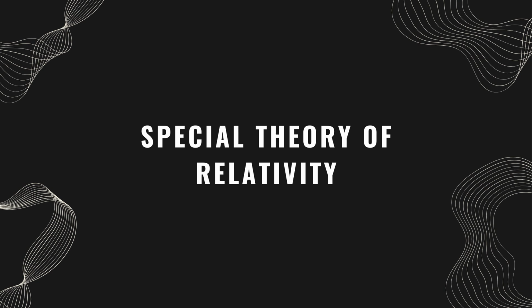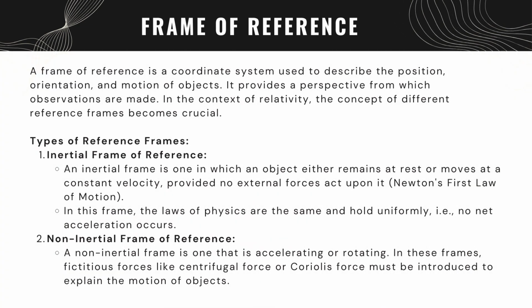and time are interwoven. A frame of reference is a coordinate system used to describe the position, orientation, and motion of objects. It provides a perspective from which observations are made. In the context of relativity, the concept of different reference frames becomes crucial.